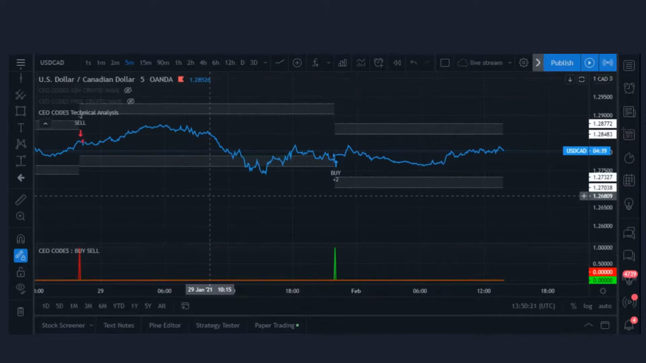I would prefer it to Kagi for me. Kagi is a bit late. It's really a bit late. But I would prefer the line break over Kagi. Yeah, this is what I would like to do.